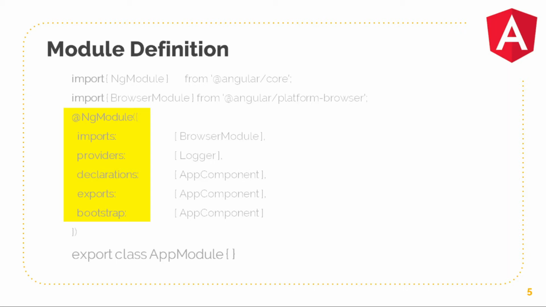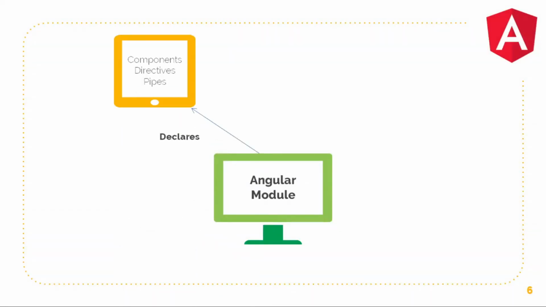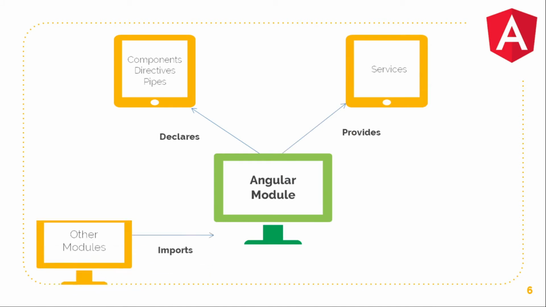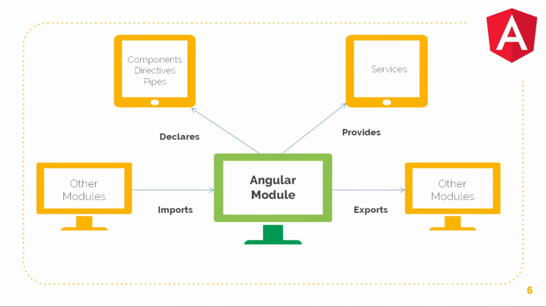Understanding the module is the most important phase for learning Angular. So before we proceed, let us revise the module graphically. Every module in Angular can declare the components, directives, and pipes which are part of the current module. They provide services to the other application components. They can import the other modules as well, and each module can export to the other modules as well.